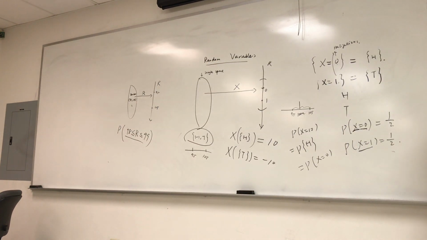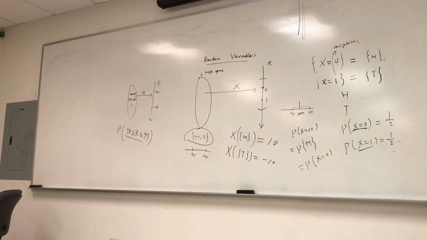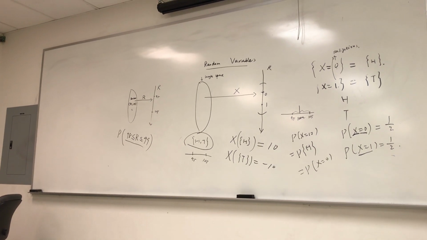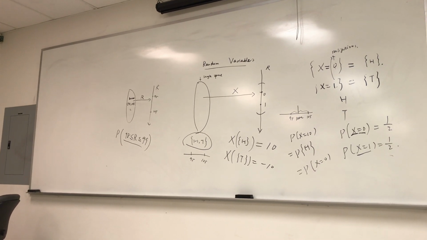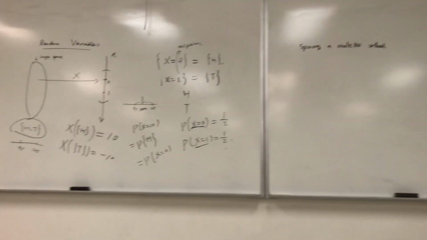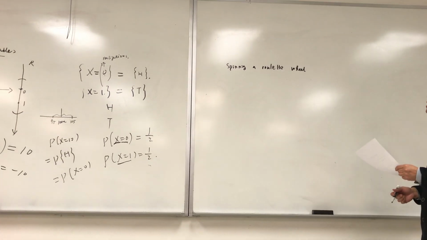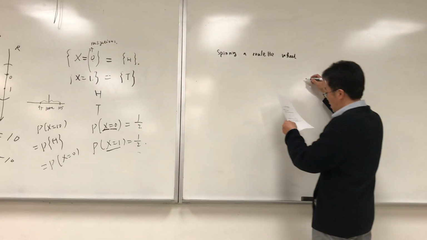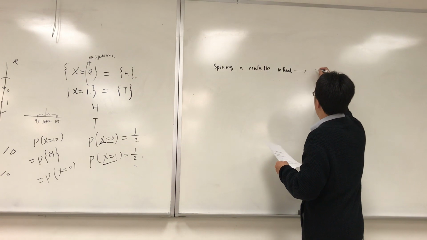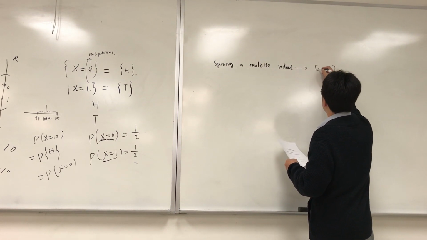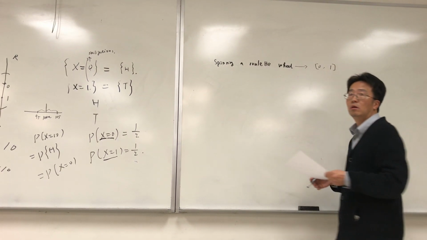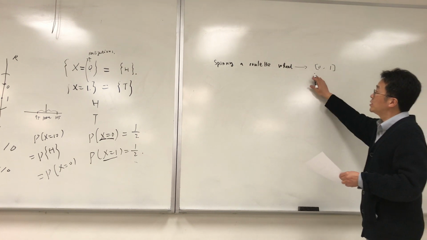Okay, this is a new experiment we touch on. Let's say the experiment is about spinning a roulette wheel. We can see different roulette wheels in Las Vegas, right? And here, spinning a roulette wheel will be mapped to what? A number between, say, 0 and 1. Okay? And this is the experiment.